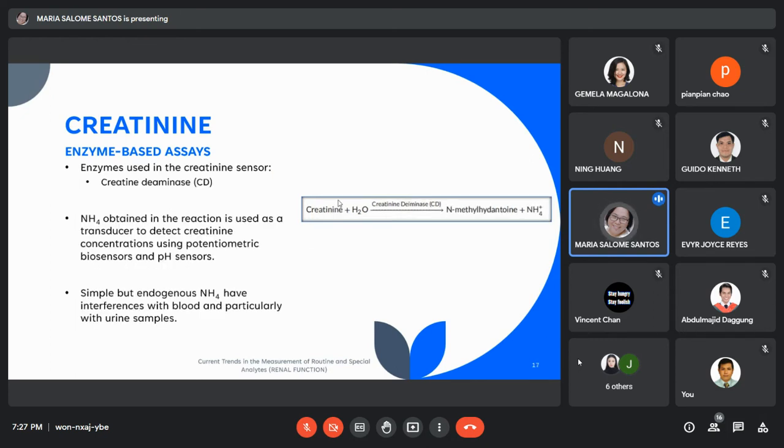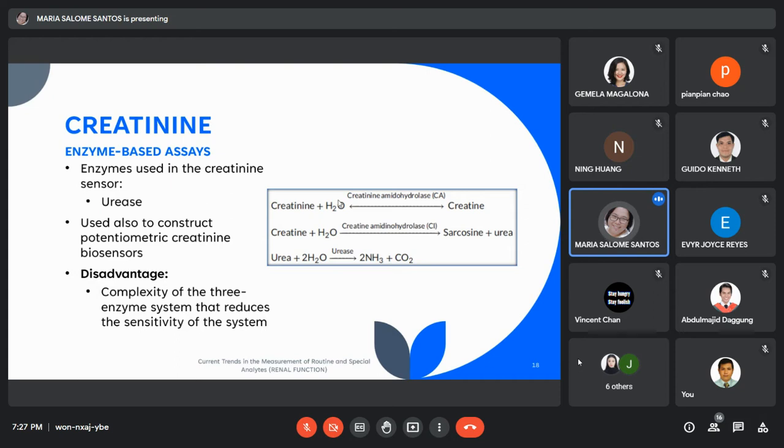The next enzyme is creatinine deaminase. It is the conversion of creatinine by the action of creatinine deaminase that liberates ammonium cation. So the ammonium cation or ammonia obtained in the reaction is used as a transducer to detect creatinine concentrations using potentiometric biosensors and pH sensors. It's simple, but the endogenous ammonia interferes with blood and particularly with urine samples.